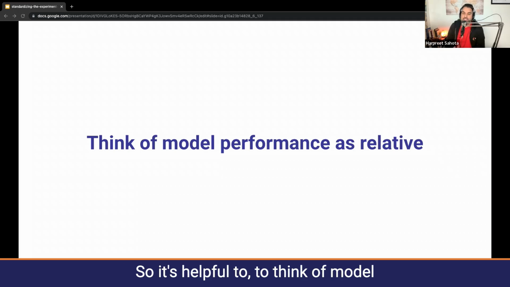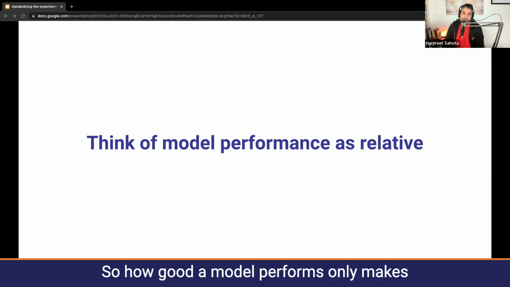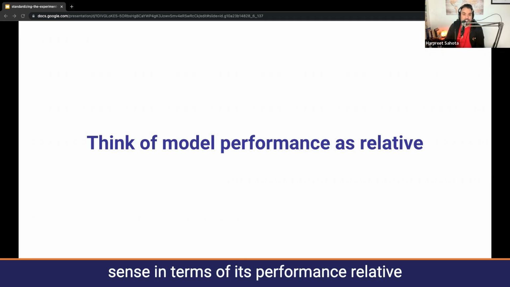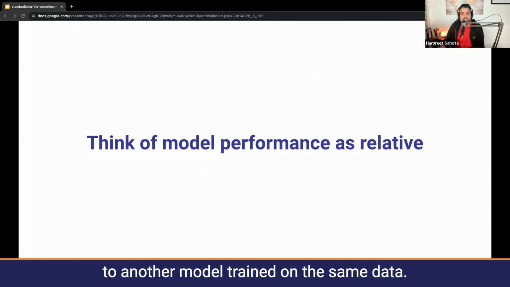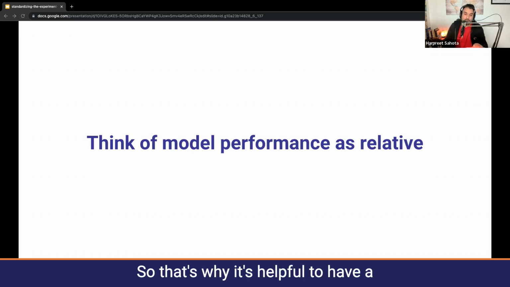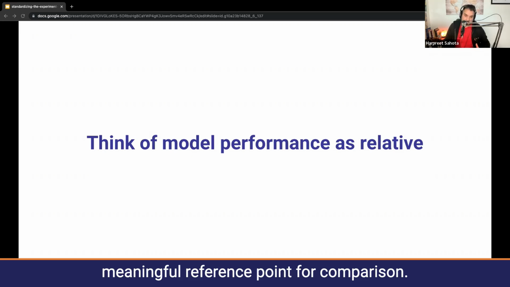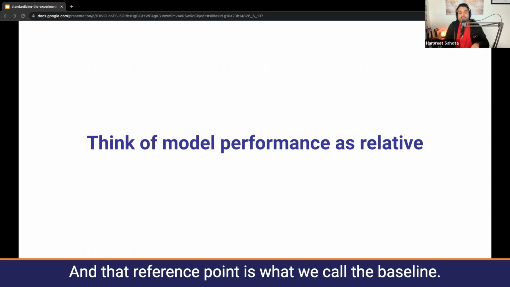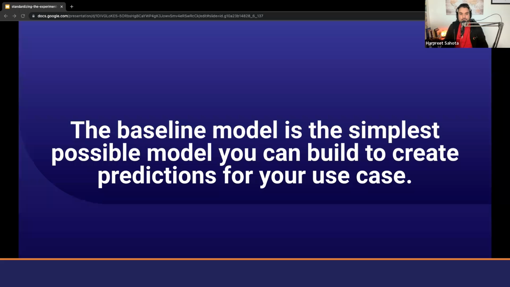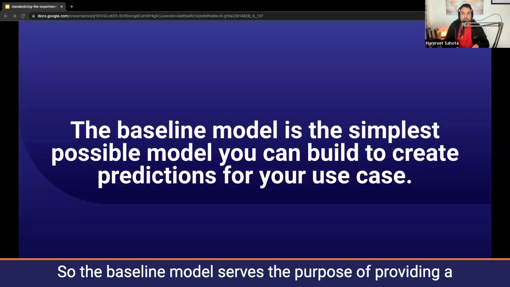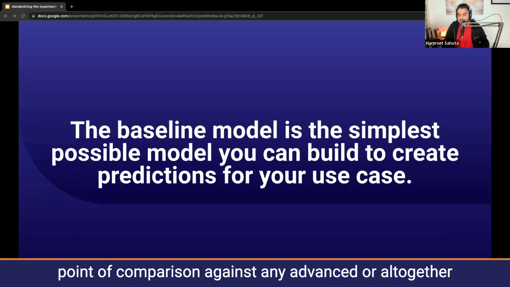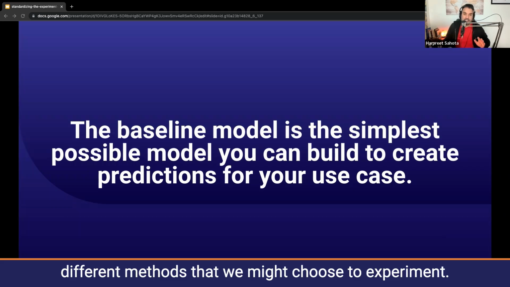So it's helpful to think of model performance as being relative. How good a model performs only makes sense in terms of its performance relative to another model trained on the same data. So that's why it's helpful to have a meaningful reference point for comparison. And that reference point is what we call a baseline. The baseline model serves the purpose of providing a point of comparison against any advanced or altogether different methods that we might choose to experiment with.